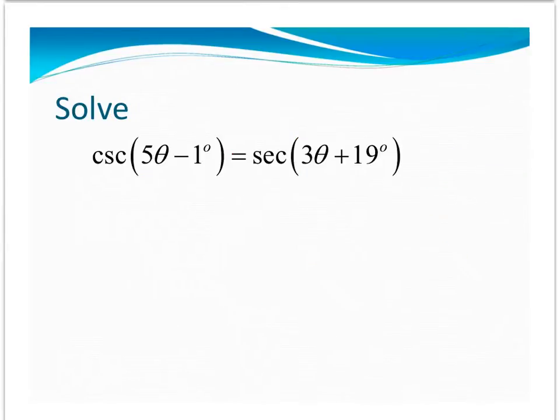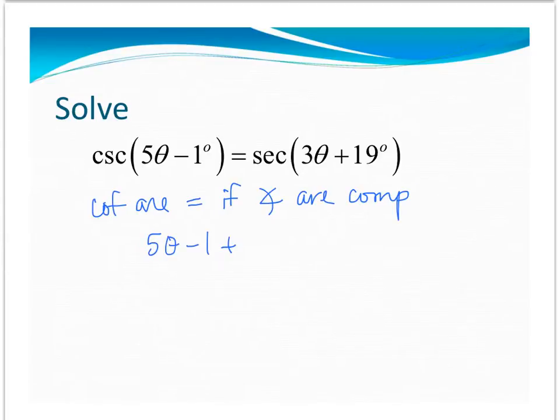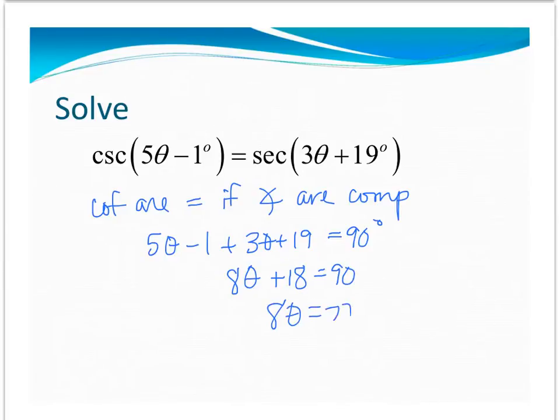In this problem, what we want you to recognize is that cofunctions are equal if angles are complementary. Complementary means that they add to 90 degrees. So we can say 5 theta minus 1 plus 3 theta plus 19 equals 90 degrees, and then we can solve from here. And we find out that theta equals 9.